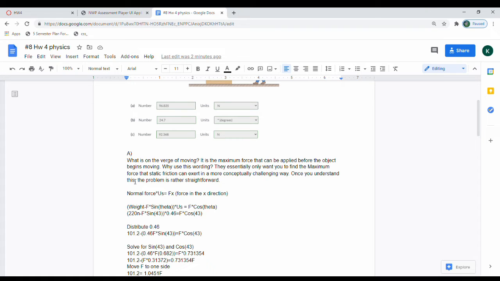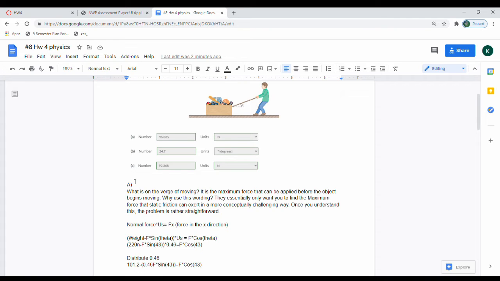And when he's pulling it up, he is weakening the normal force by F times sine theta. Why sine? Because the opposite over the hypotenuse is this y part right here. This is what he's pulling up. So you have to minus F sine theta. And then the force in the x direction, in this case, is adjacent to this angle right here, which is this vector, which would make it F cosine theta.